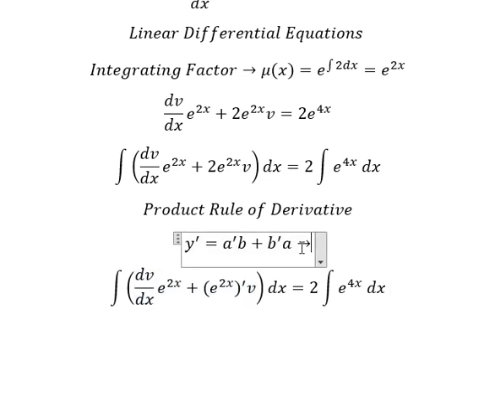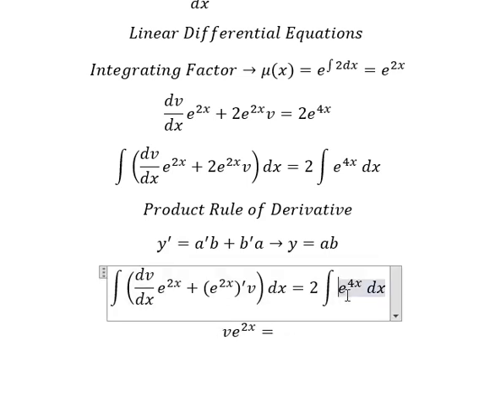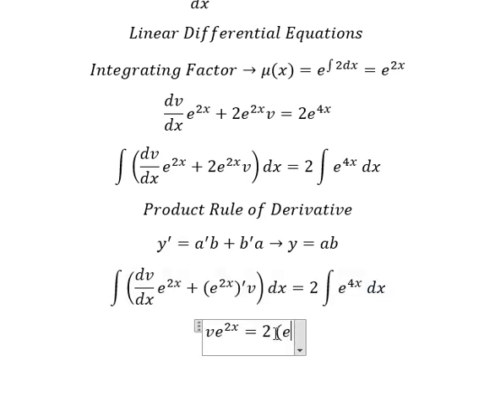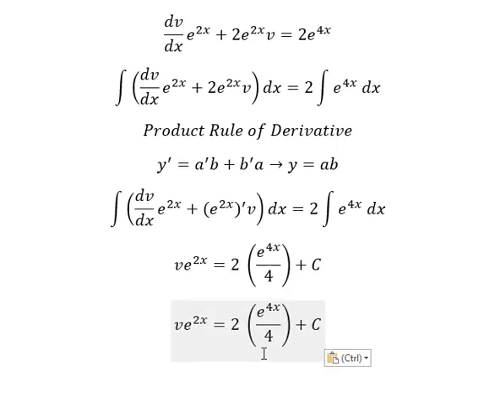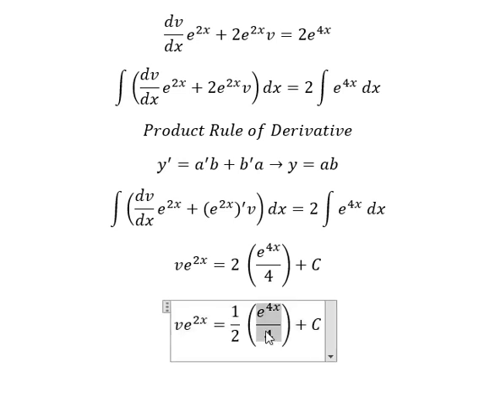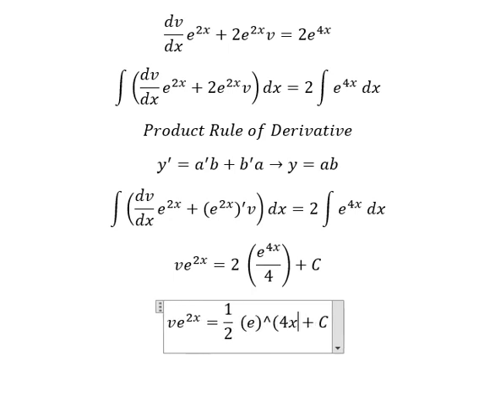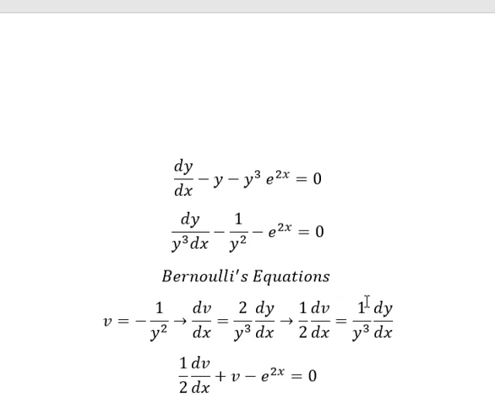So the integration of this one, we have y equals ab. The integration of that one, we have v e to the power of 2x. The integration of this one, we have e to the power of 4x over 4. And I will put c. Now we simplify 2 over 4, we have 1 over 2. Next, about v, that is about this one.